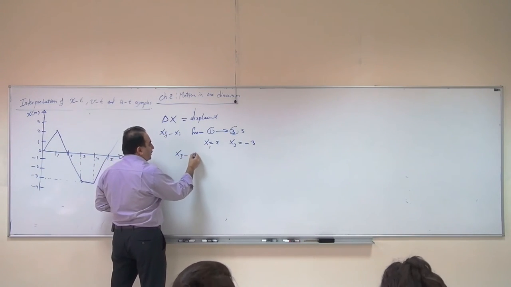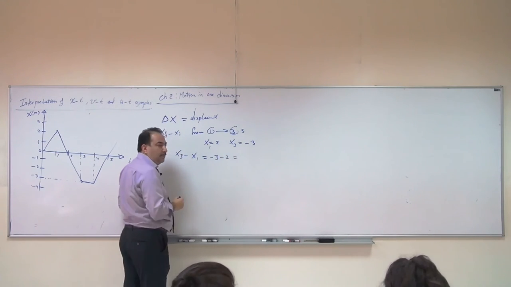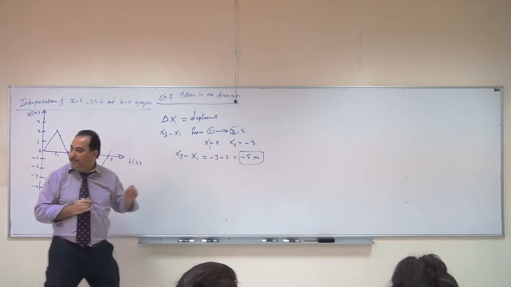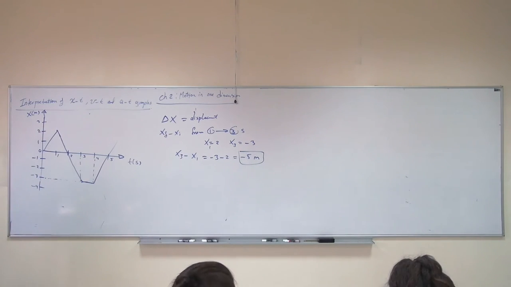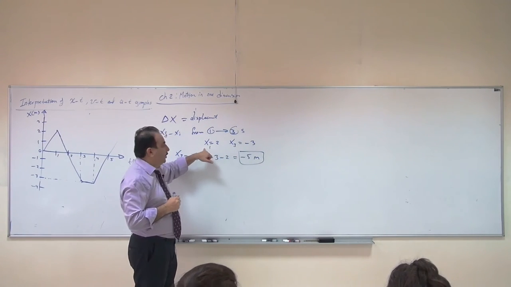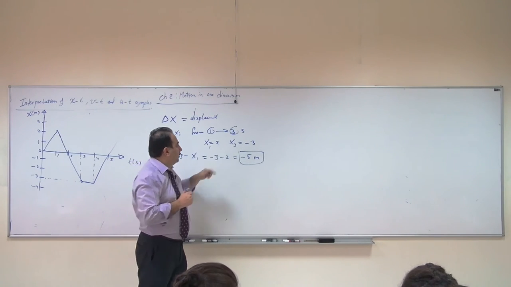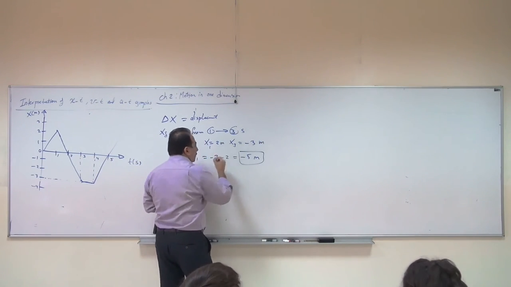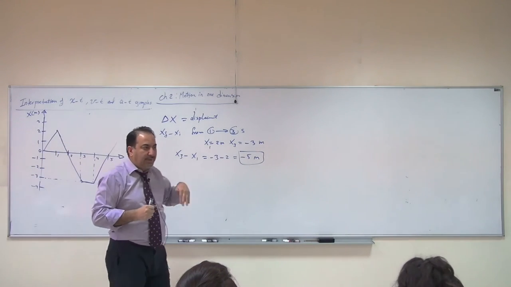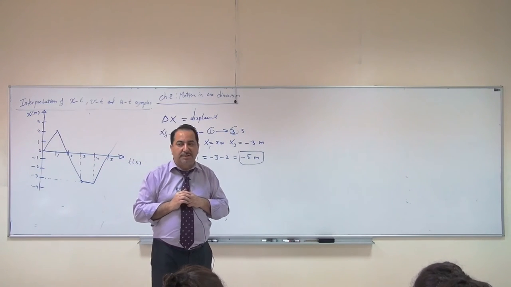X3 minus X1. Minus 3 minus 2. Minus 5 meters. Got it? Final minus initial. Your final position is X3. Your initial is X1. You got it? This is the second question you can answer. What is the displacement? What is the third question you can answer?